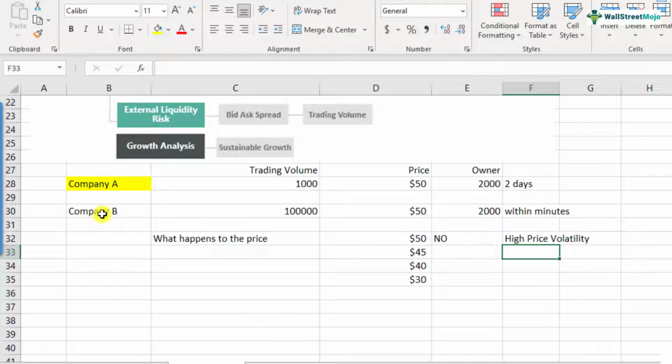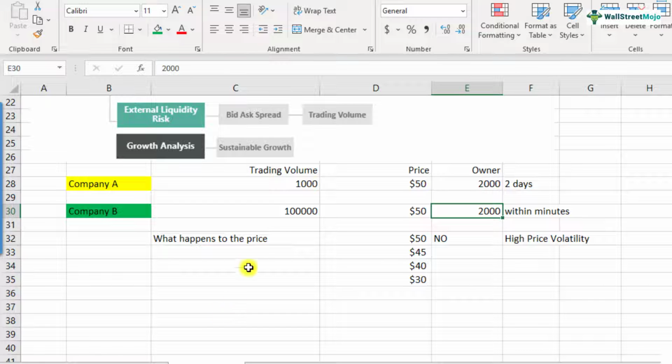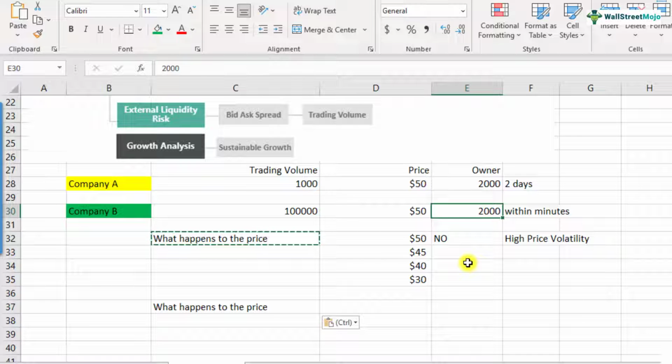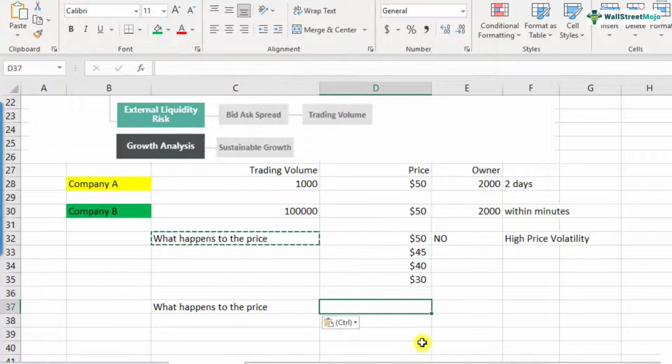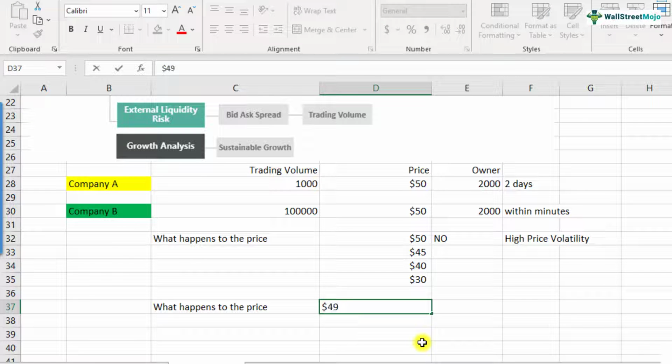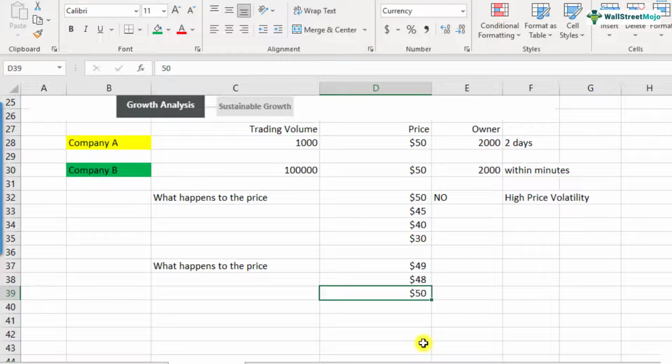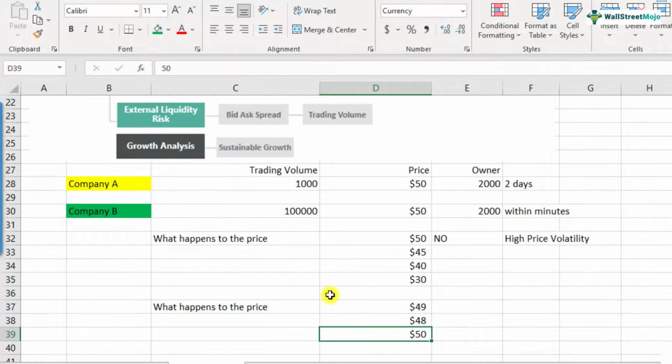But let's say you were the owner of company B and you wanted to liquidate this. At what price do you think that might happen? If that is company B, since the number of shares collectively is much lesser than the trading volume here, then you're pretty sure that you might be able to sell at $49 or maybe $48 or maybe at $50 itself. So that happens when the company is highly liquid or highly tradable, when the trading volume is very high. So that's the kind of implication that you need to be aware of when we're talking about trading volumes.